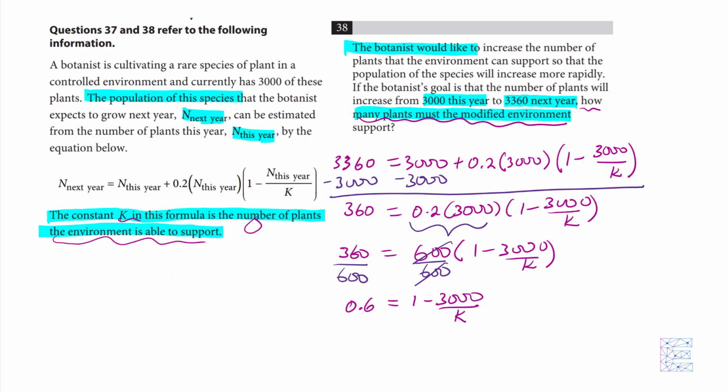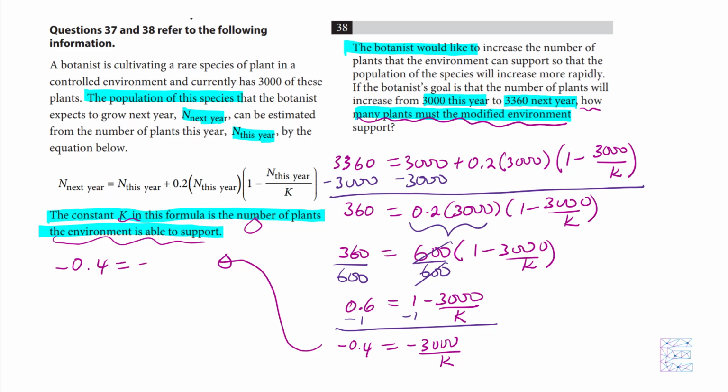So we're getting closer and closer. The next step is to get rid of this 1 right here. So we subtract 1 from both sides. And of course, the remaining aspect here is negative 0.4 equals negative 3,000 over K. And since we're running out of space a little bit, let's move this to this space right here. So we have negative 0.4 equals negative 3,000 over K.